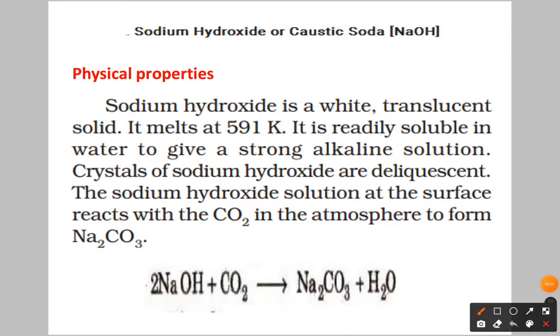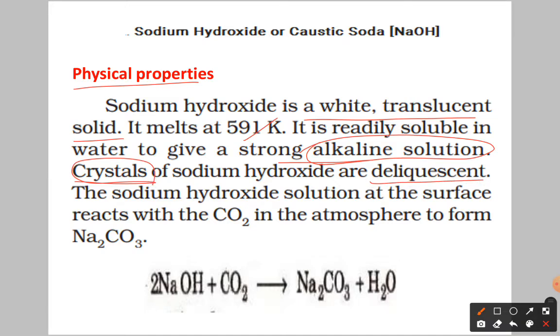Now see the physical properties. It is a white translucent solid. The melting point is 591 K. It is readily soluble in water and forms an alkaline solution. Once dissolved in water, it is basic in nature. As you know very well, sodium hydroxide is a strong base. The sodium hydroxide crystals are deliquescent, meaning they absorb water molecules.